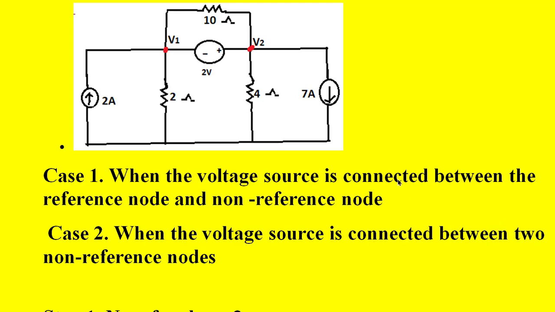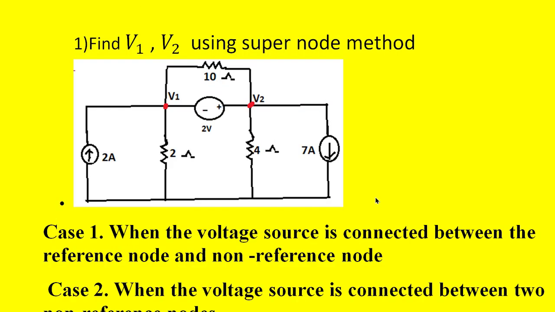What is meant by a reference node? What is meant by a non-reference node? So that we discuss now with respect to the given problem. Look at this. The given problem is like this. He wants to find V1 and V2 using the supernode method.